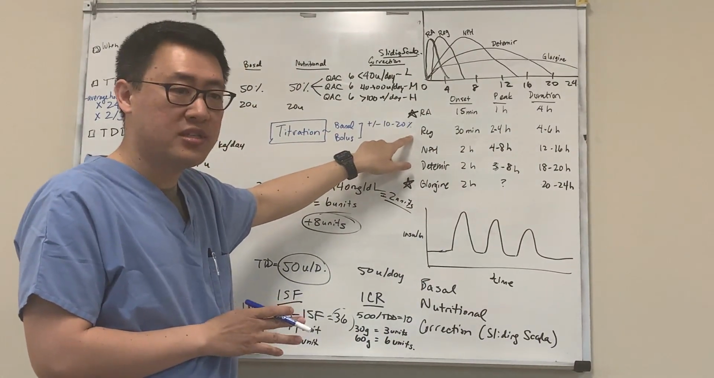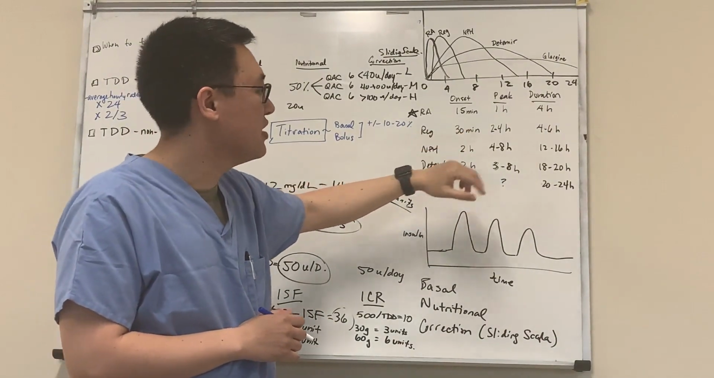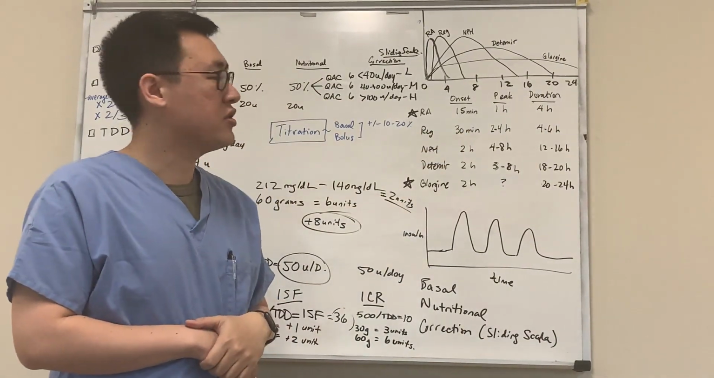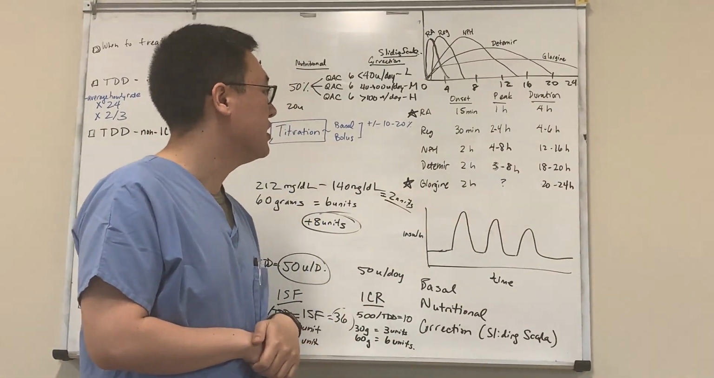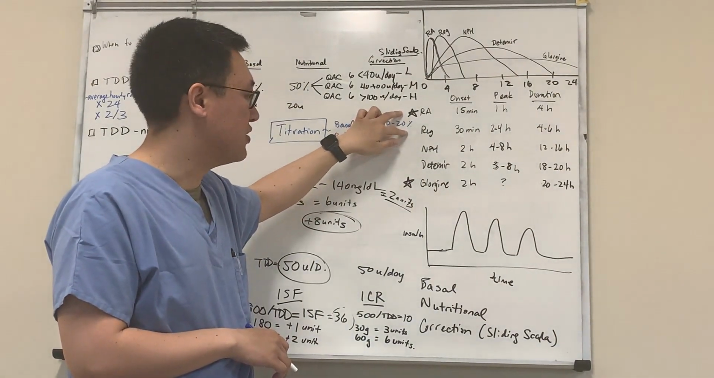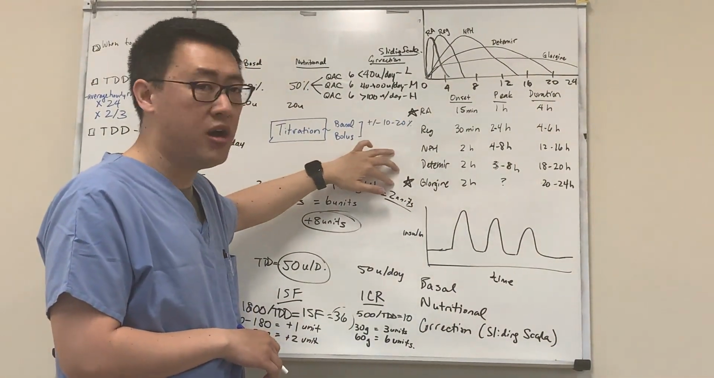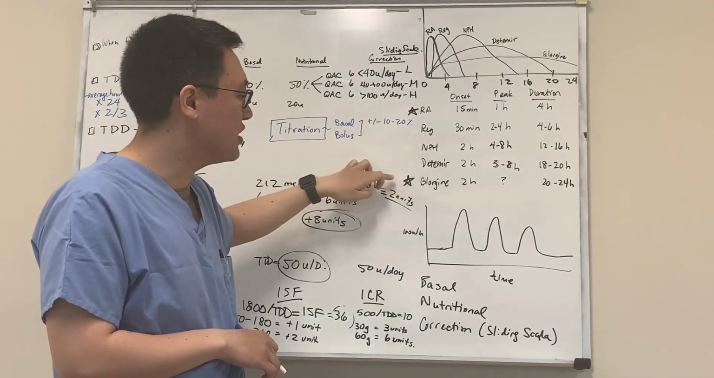Sometimes we use regular insulin. Regular insulin has a slower onset of action, about 30 minutes. It peaks about 2 to 4 hours after injection and lasts about 4 to 6 hours roughly on average. And those two are considered our two short-acting types of insulin. We have 3 long-acting insulins. One is NPH, one is Detemir, and one is Insulin Glargine.